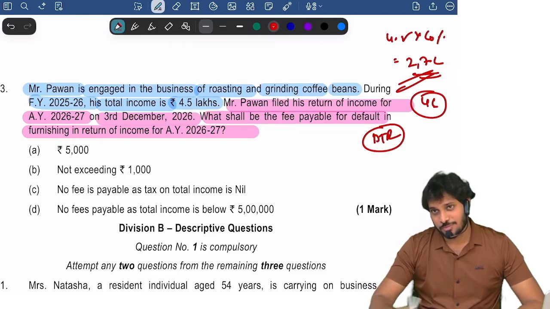234F, 1,000 rupees penalty, 5,000 rupees penalty. Is it linked with the due date for filing IT return? That is for late filing fee. When do I say, first of all, late filing? When you are liable to file under the due date. Voluntary you are filing.